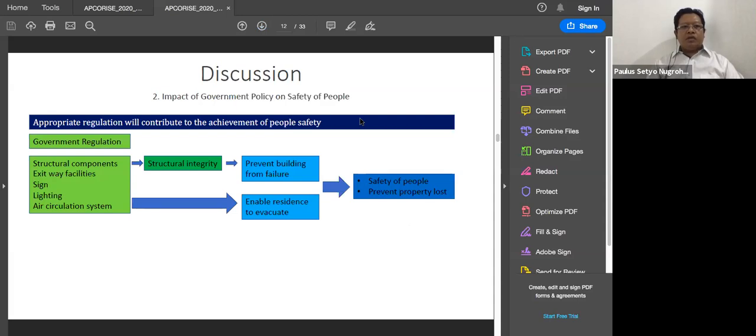Building fires can cause losses in the form of threats to people's safety and property loss. To prevent the threat to people's lives, the government issued regulations to rule several things such as structural components, exit-way facilities, signs, lighting, and air circulation systems during emergencies. Structural integrity will provide sufficient time for the building to remain stable and prevent failure, to enable residents to evacuate. Appropriate regulation will contribute to the achievement of people's safety.